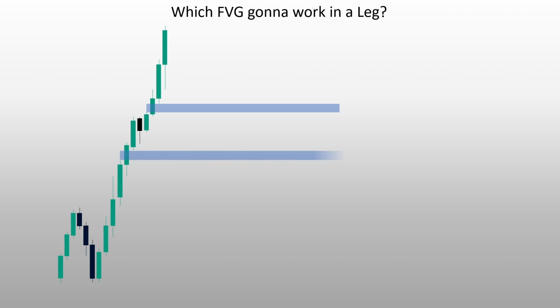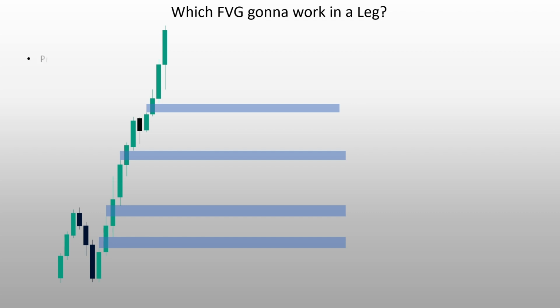Here's our market. In this leg, let's identify where the fair value gaps are. One is here, the high of the first candle's wick and the low of the third candle's wick form a fair value gap. The second one is here, the third is here, and the fourth one is here. Now, out of these 4 fair value gaps, which one should we take an entry on? Which one will work? Let's look at them one by one.